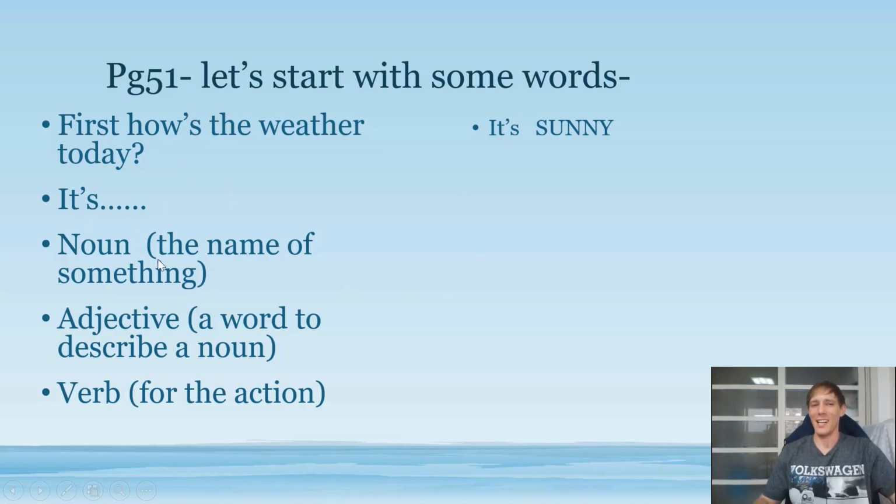Usually we say the noun, the name of something. We can describe it, adjective, or we can use the verb, like the action, what's happening. So, for example, how's the weather? It's sunny. It's cloudy. It's rainy. It's raining.